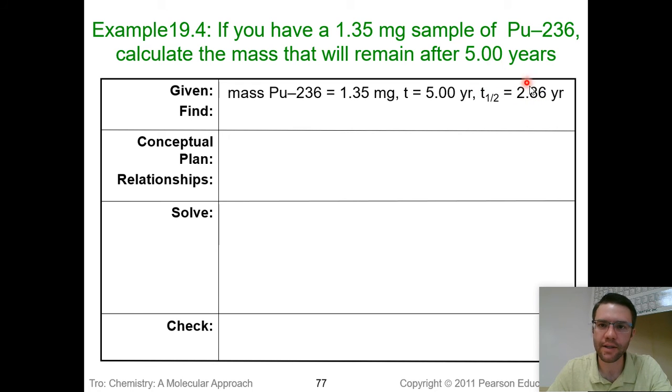So you could do this. You could say, well, 2.86 years is one half-life. This is approximately 2 half-lives, a little bit less than 2 half-lives. So if you took this number, in one half-life, 2.86 years, it gets cut in half, so divide it by 2, then divide by 2 again.